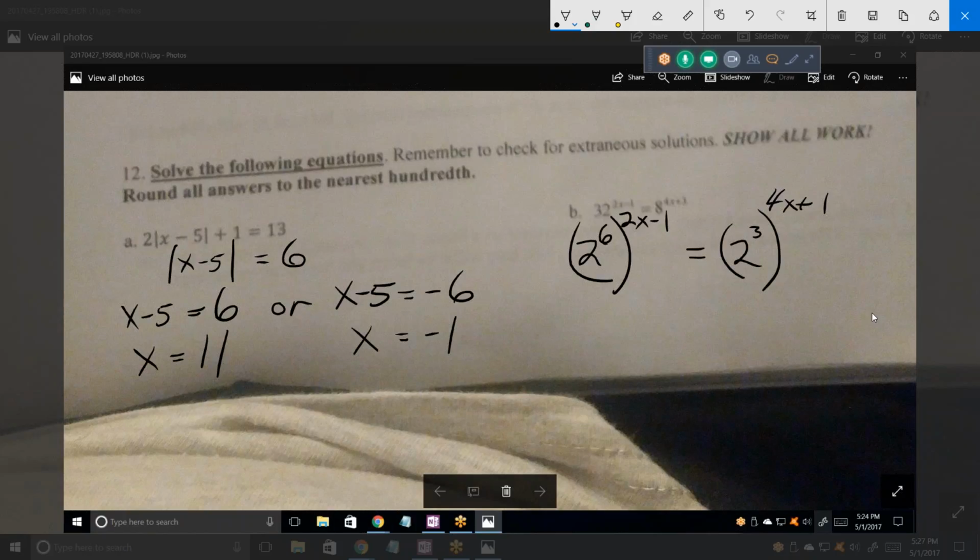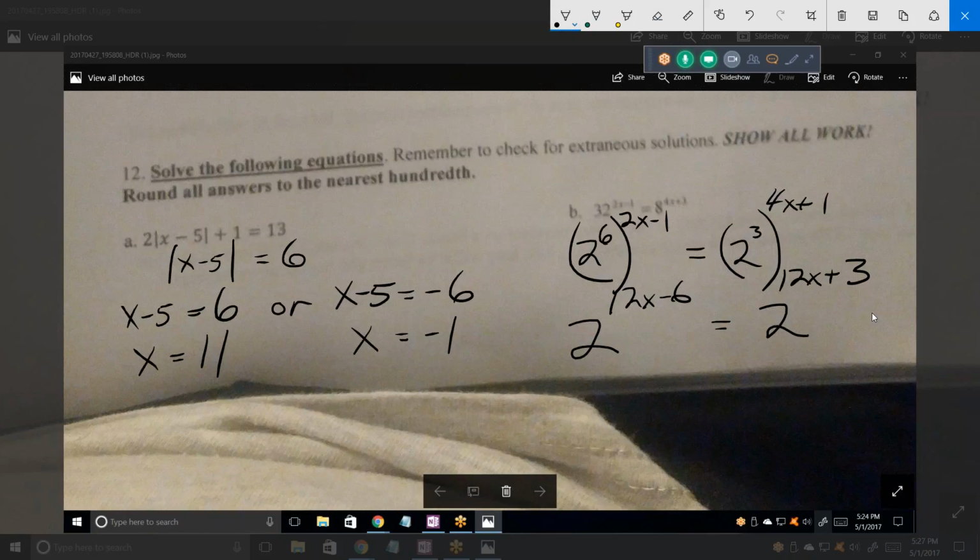To make the powers equal to each other. Well, first of all, I have to use the rules of exponents, so I have to multiply these exponents. That's very important. So that becomes 12x minus 6, and that becomes 2 to the 12x plus 9. It's 2 to the 5th, I think, that is 32.